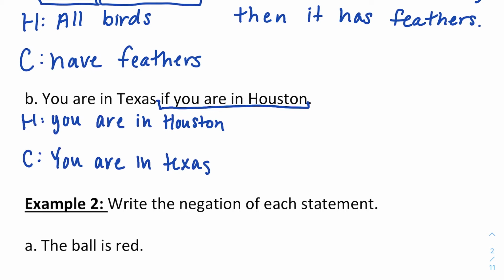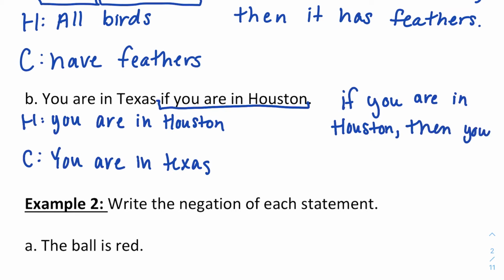Okay, so let's go ahead and write my conditional statement. Again, my if portion is already there. If you are in Houston. Now I'm going to write then in my conclusion. Then you are in Texas.